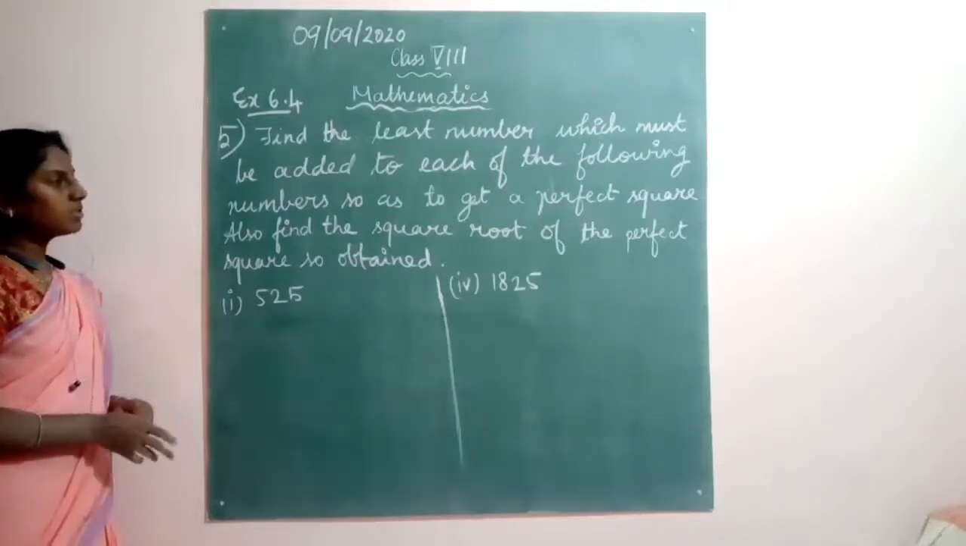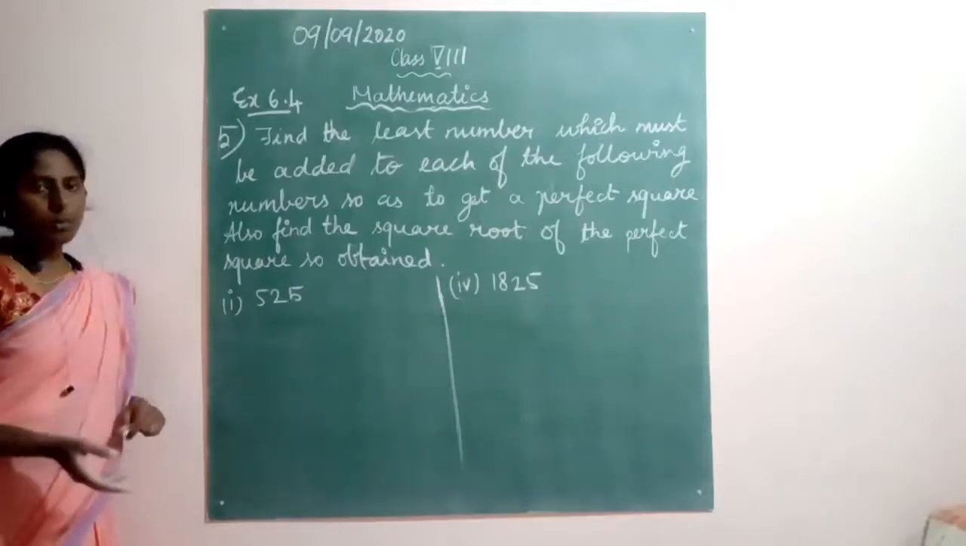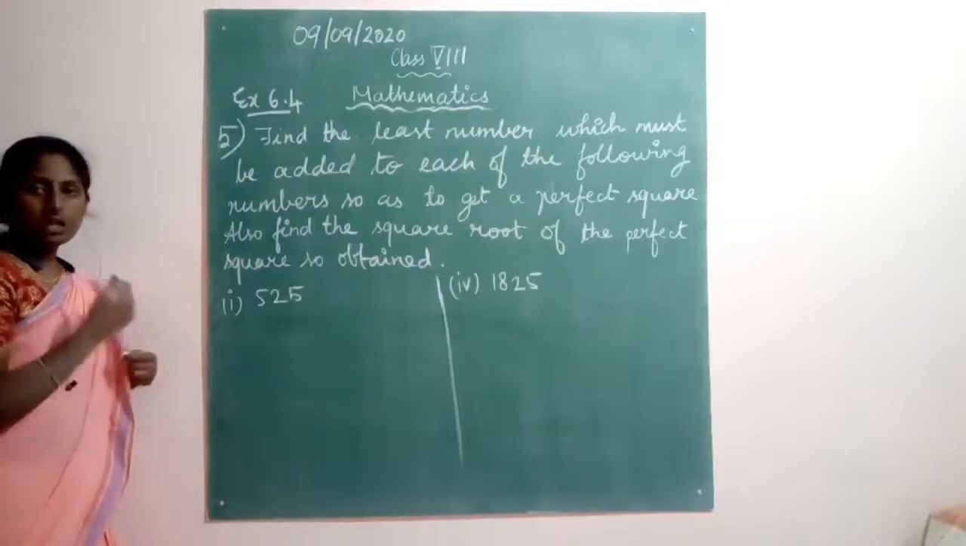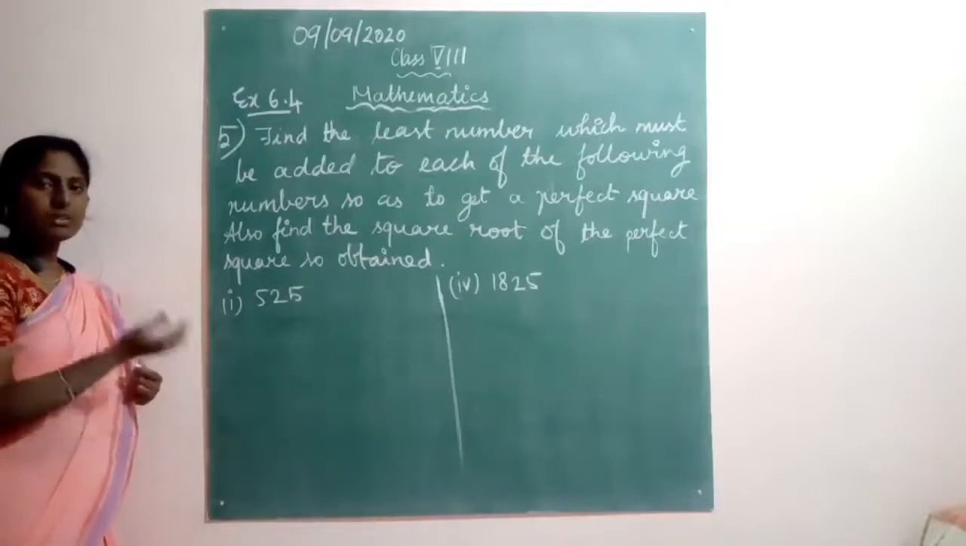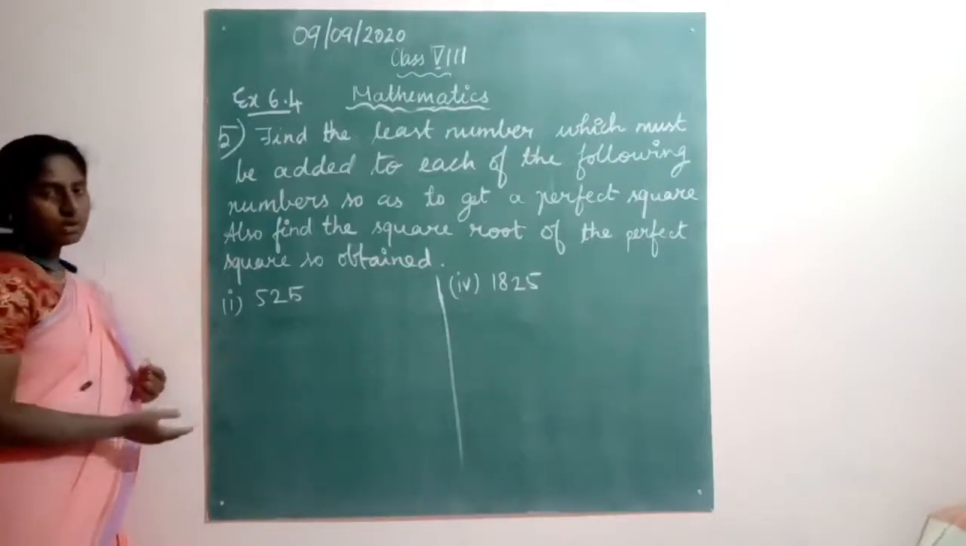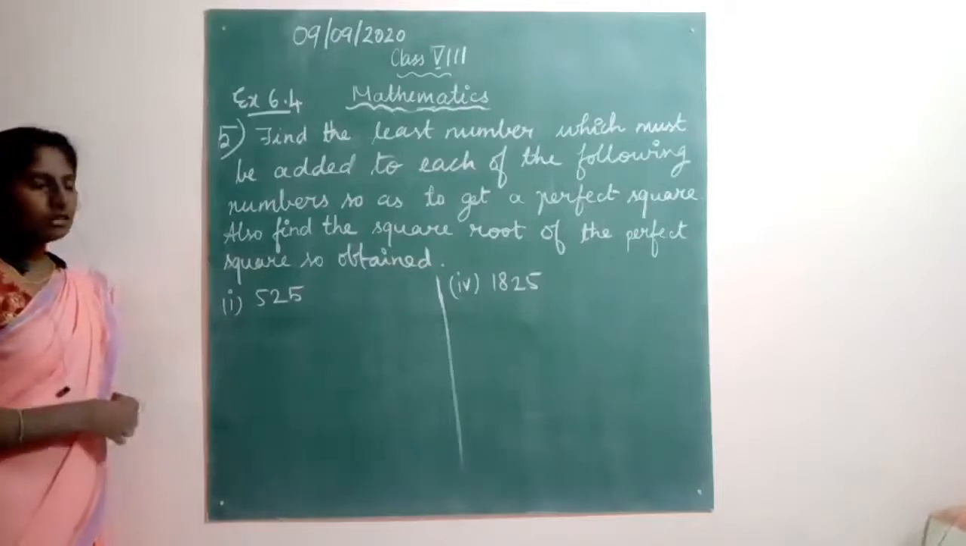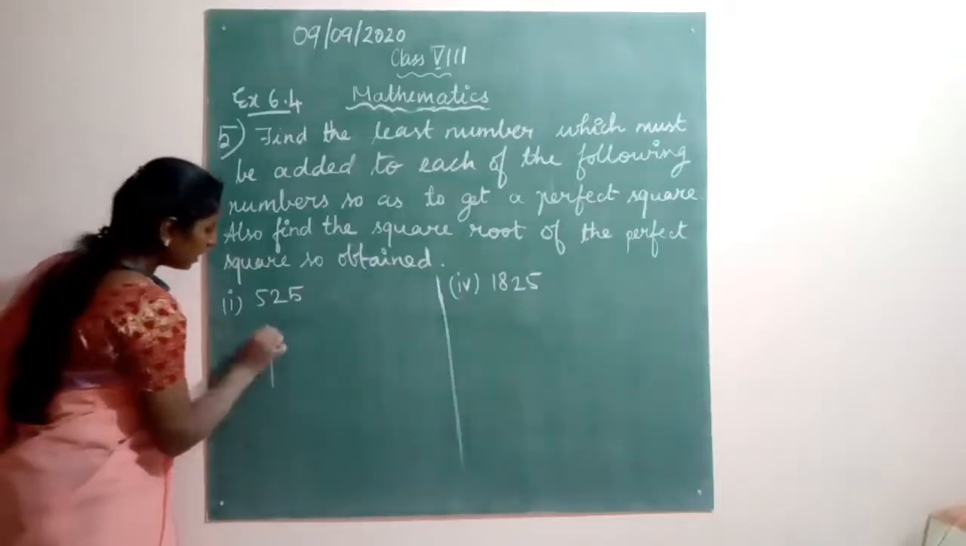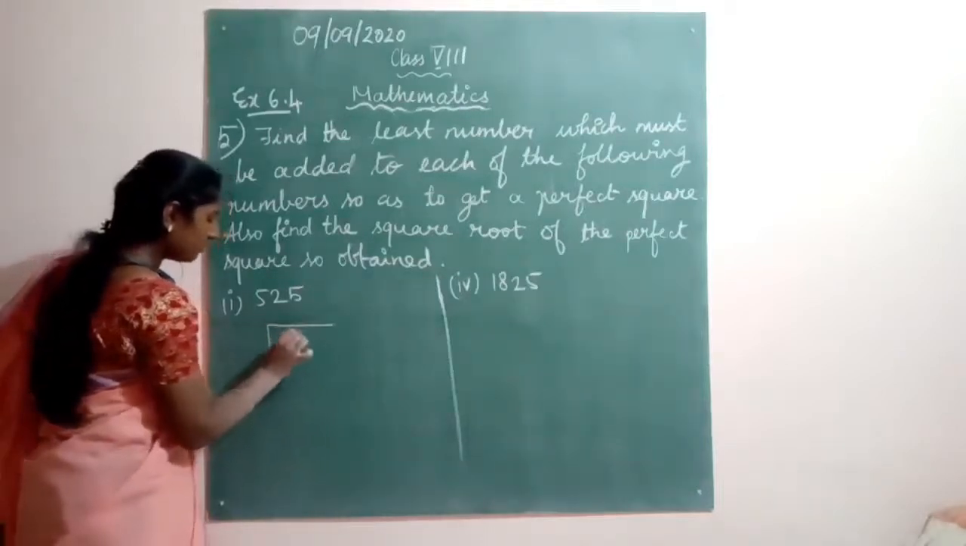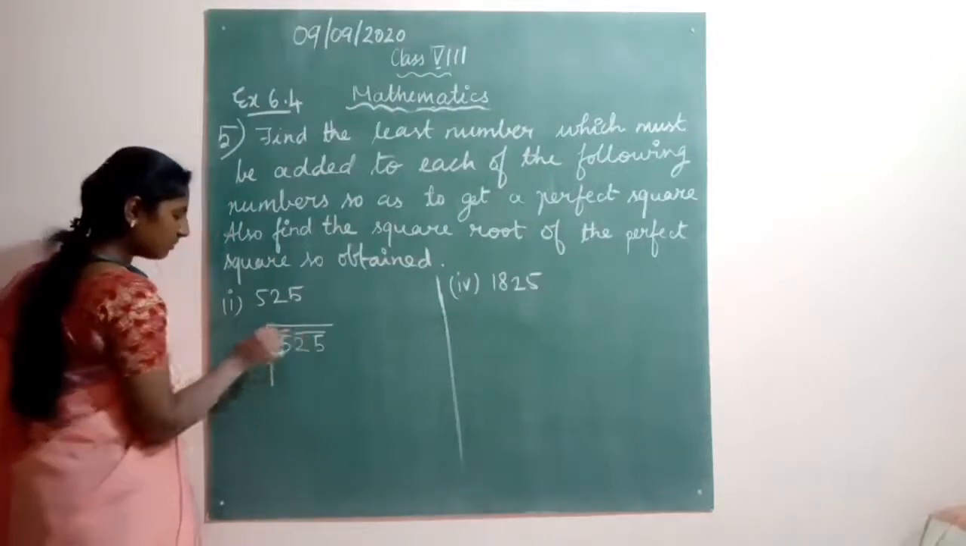Also find the square root of the perfect square so obtained. In the previous question we saw the number that must be subtracted, and here we are going to see the number that must be added. Same process: find the square root by long division.